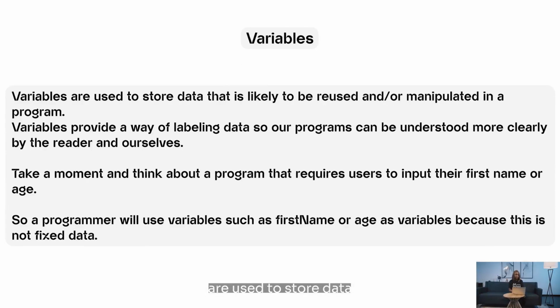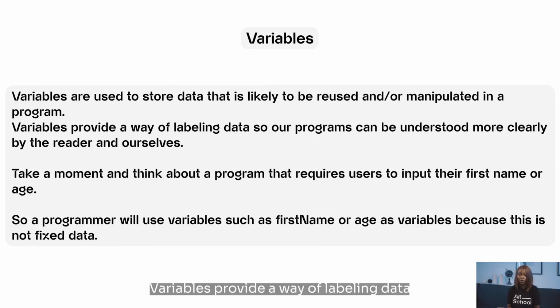Variables are used to store data that is likely to be reused and/or manipulated in a program. Variables provide a way of labeling data so our programs can be understood more clearly by the reader and ourselves. Take a moment and think about a program that requires users to input their first name or age. So, a programmer will use variables such as first name or age because this is not fixed data.